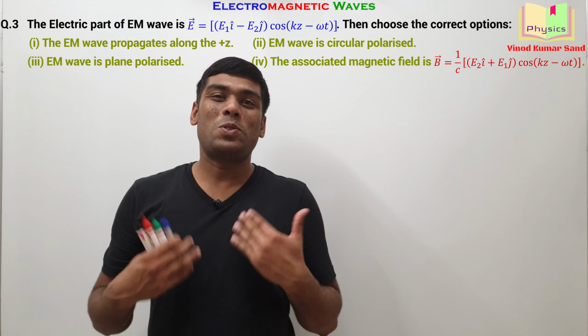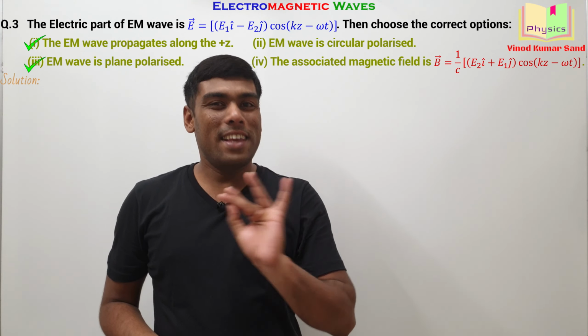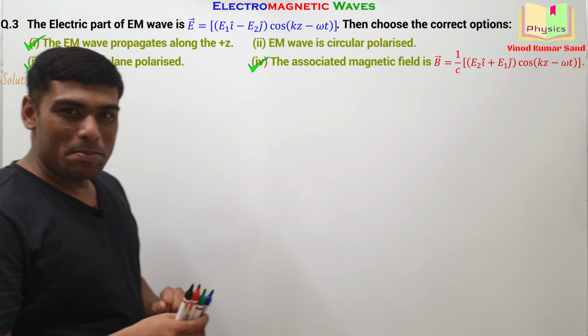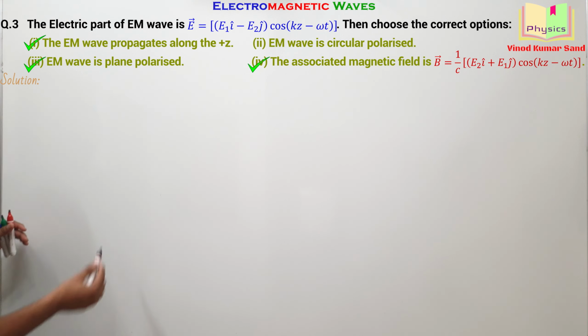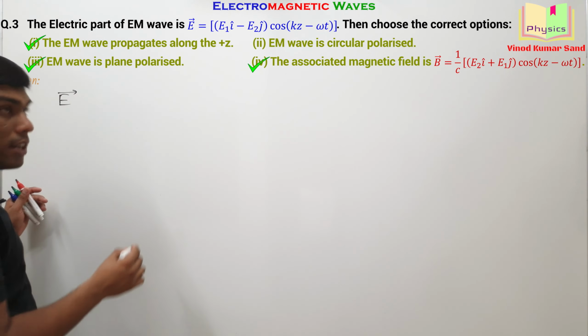I hope you have chosen the correct options, which are the first option, the third option and the fourth option. I am simplifying the things on the board. Pay attention. We are given an expression of the electric field.